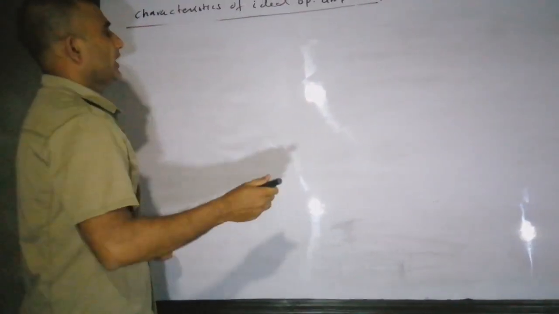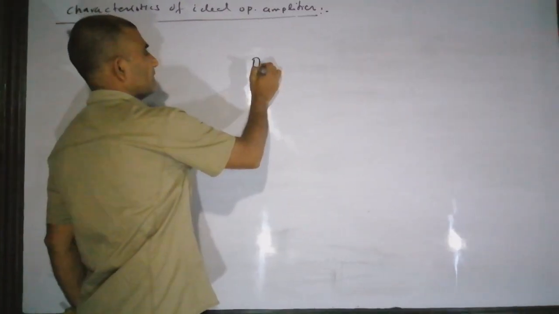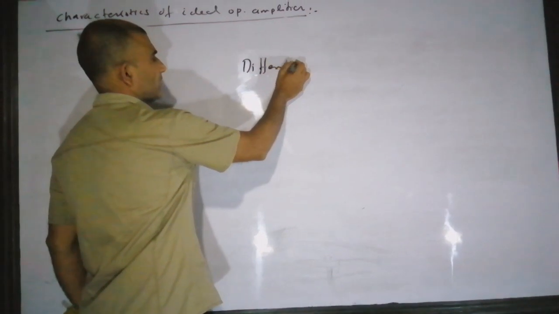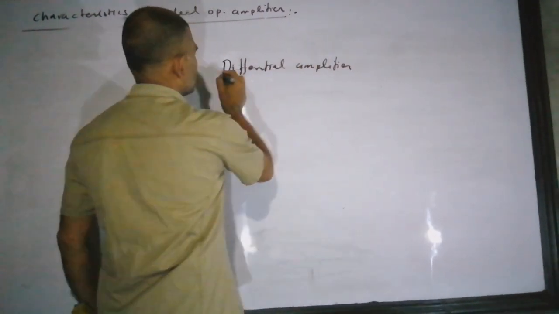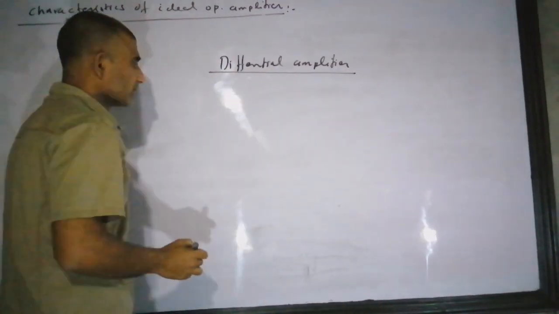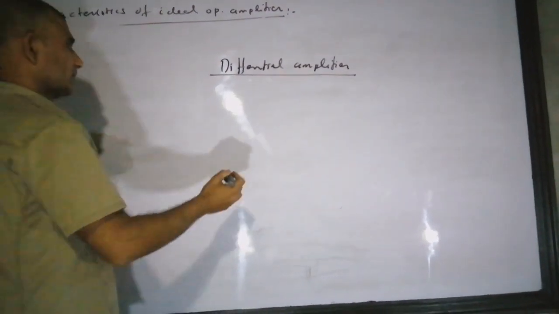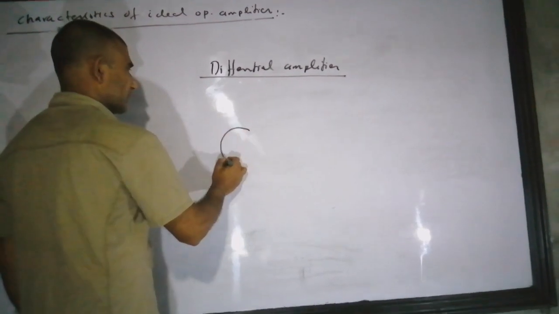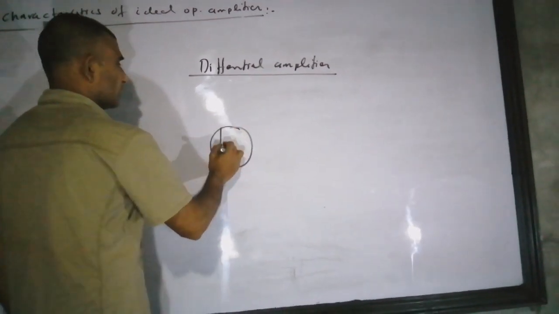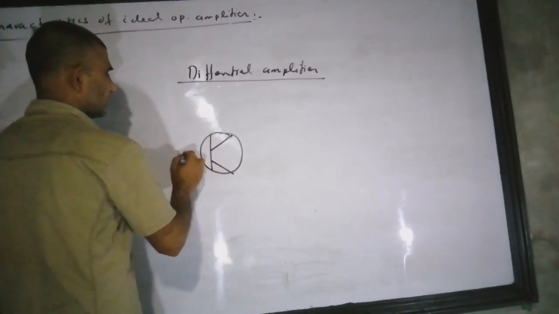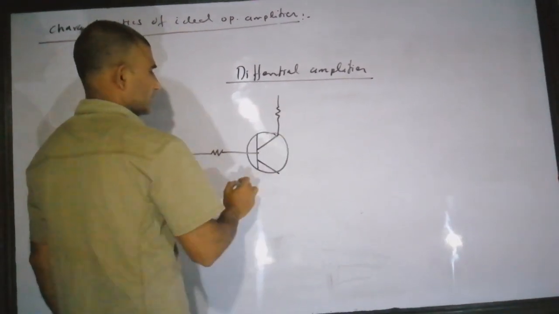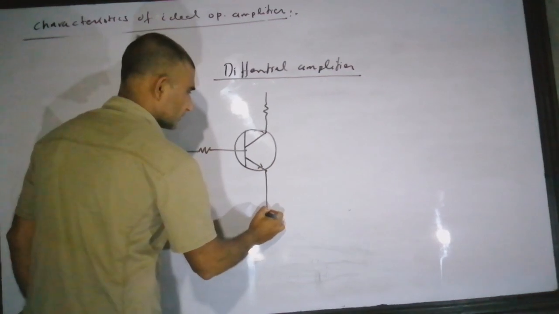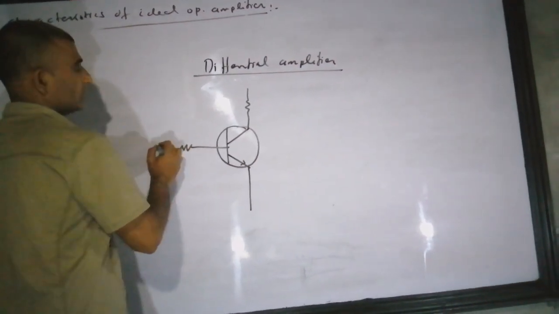Next we have the differential amplifier. A differential amplifier is actually two common emitter amplifiers directly coupled. I told you in the introduction part. Let me make one transistor amplifier here, and this emitter I connect here.